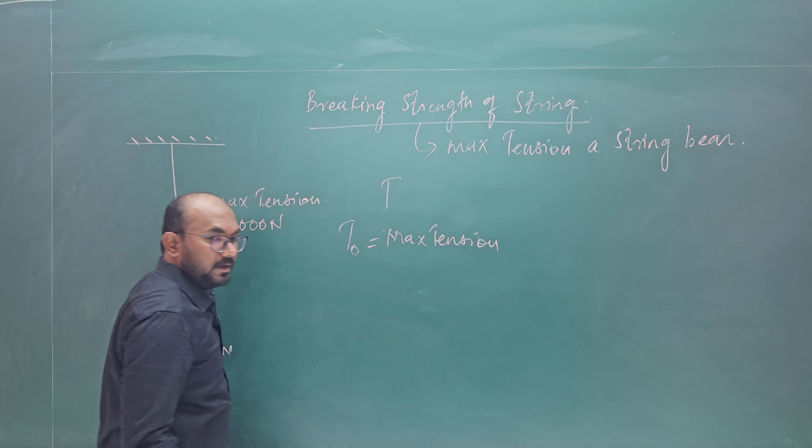If T is smaller than T naught, can I say still unbreakable? No breaking again. Okay, so let's say this over here is 500 Newton, breaking strength is given 1000 Newton, it won't break. If T is greater than T naught, obviously it will break.